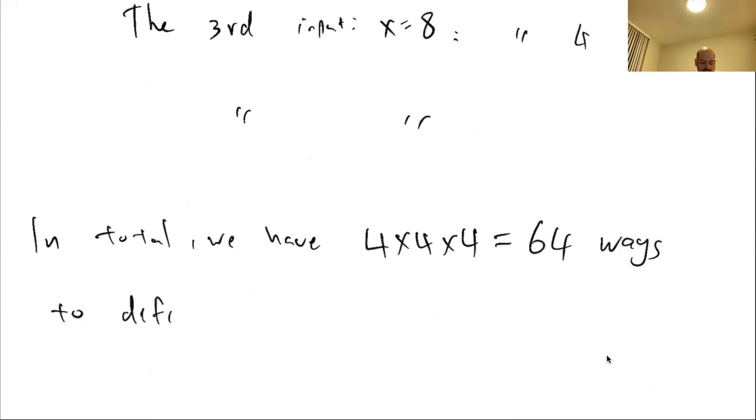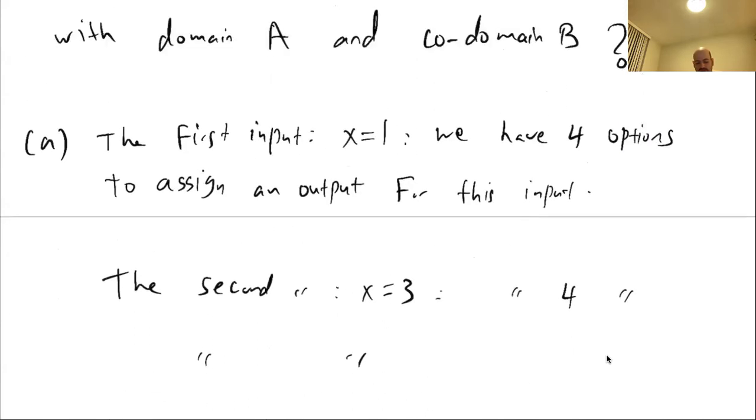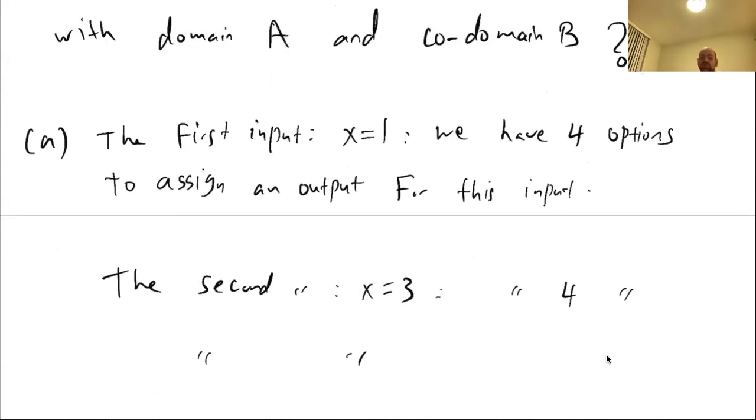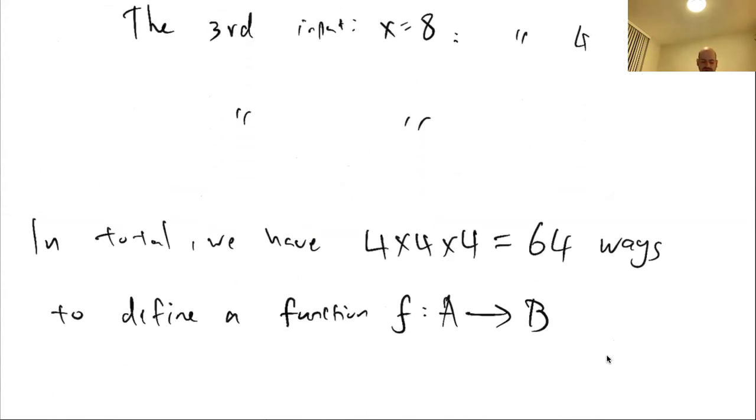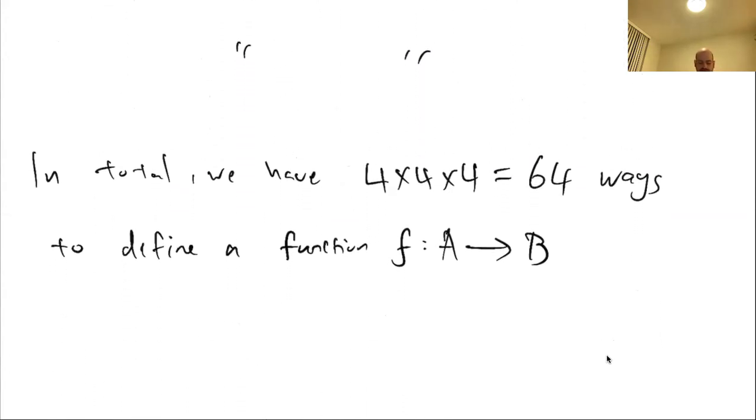to define a function f, let's say, with domain A and codomain B. We know that the mathematical notation to write a function with domain A and codomain B is to write f from A to B. This means A is the domain and B is the codomain. So we have 3 inputs. For each of those three inputs, we have 4 options. So in total, we have 4 times 4 times 4, or 4 to the power 3, or 64 ways to define a function f from A to B.